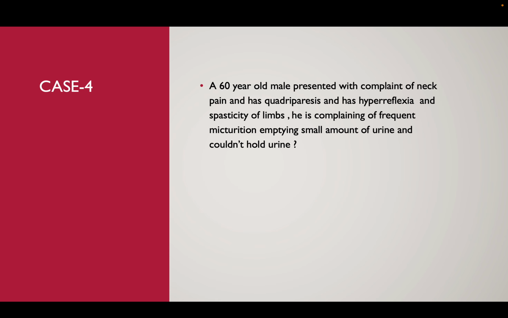Since there is quadriparesis, you always suspect spinal cord involvement per se. That might be a tract pain or some local compression that is causing the pain. That is a possibility, and spasticity of limbs is there. So definitely spasticity and quadriparesis suggest that cord compression is there.